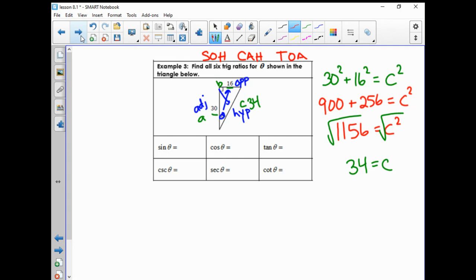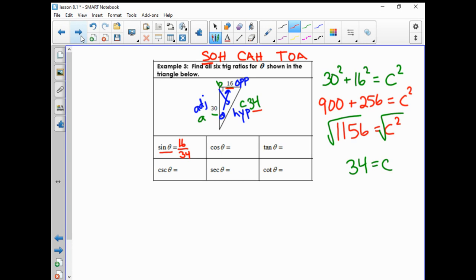SOHCAHTOA. This will help us as we're going through to do all of the ratios. So we've got our triangle labeled. We found all the sides. So we're just going to look for the sine. Remember, the sine is our opposite over hypotenuse. So looking at our picture, our opposite is 16, our hypotenuse is 34. So we're just going to put 16 over 34.